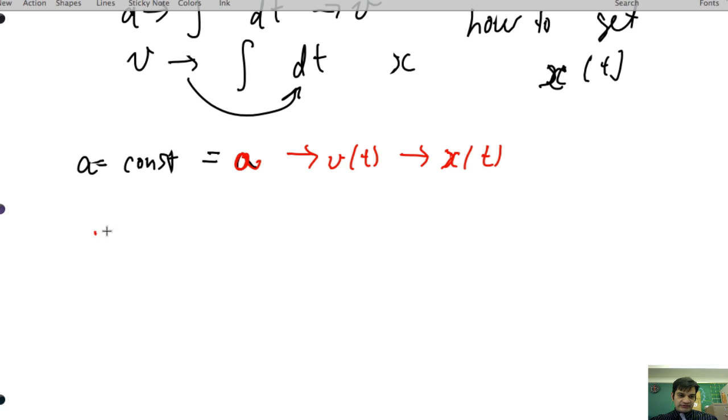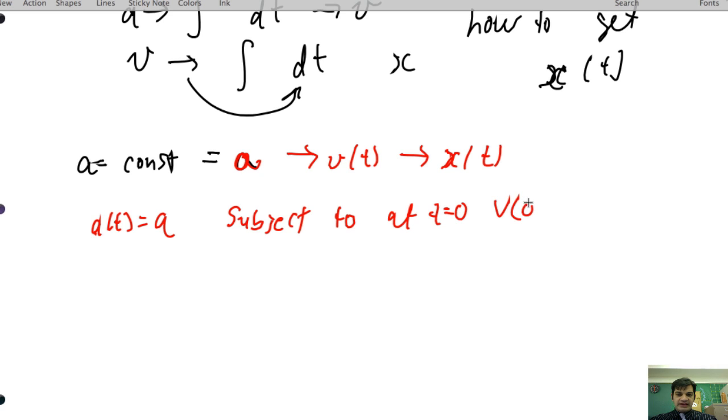So my acceleration as a function of time is a. And I'm going to subject it to the condition that at time equals 0, my velocity is some initial velocity. So here's how this works. This is what you do.